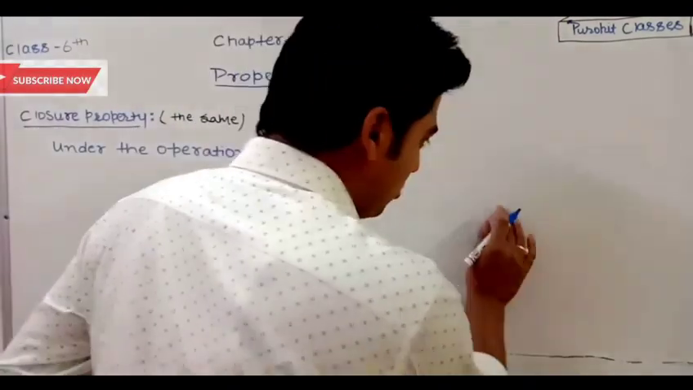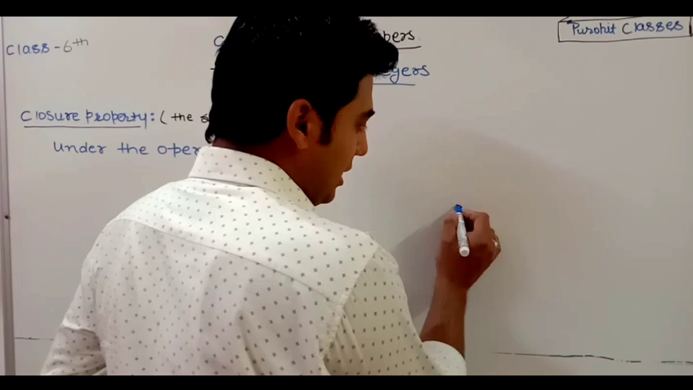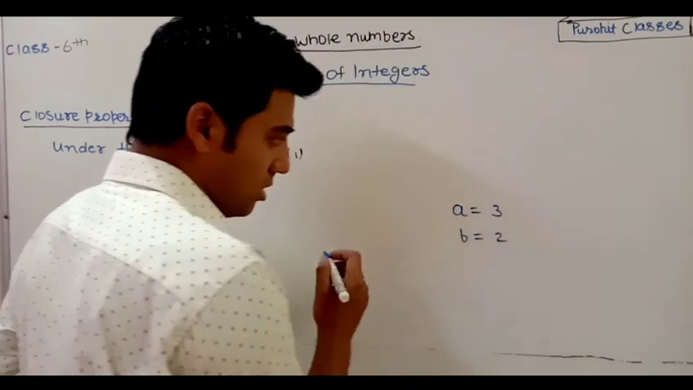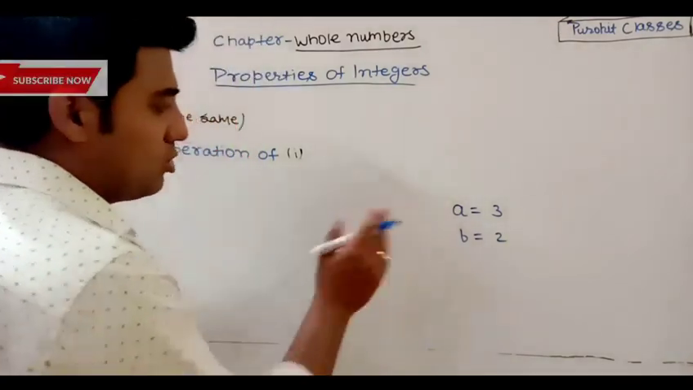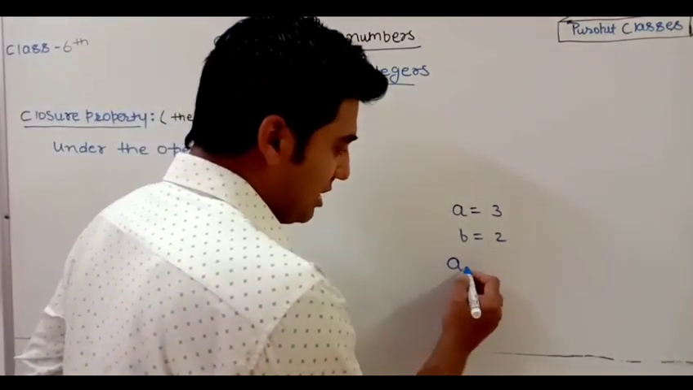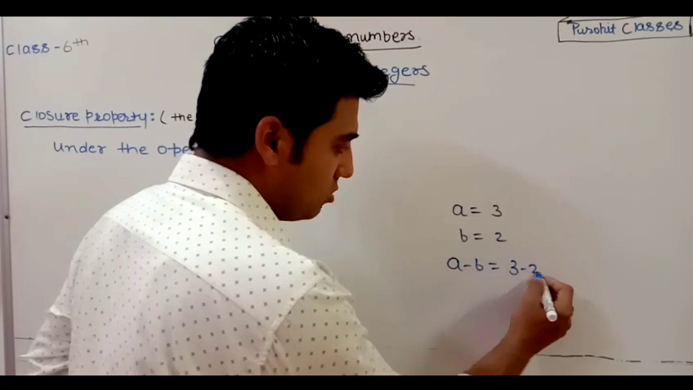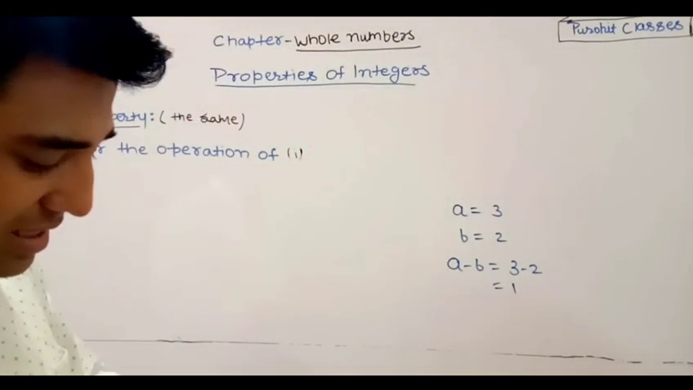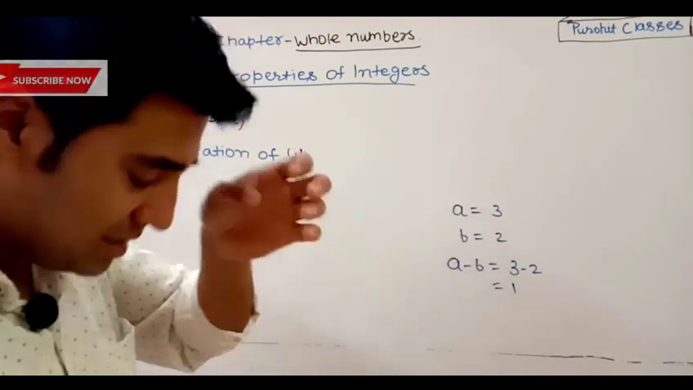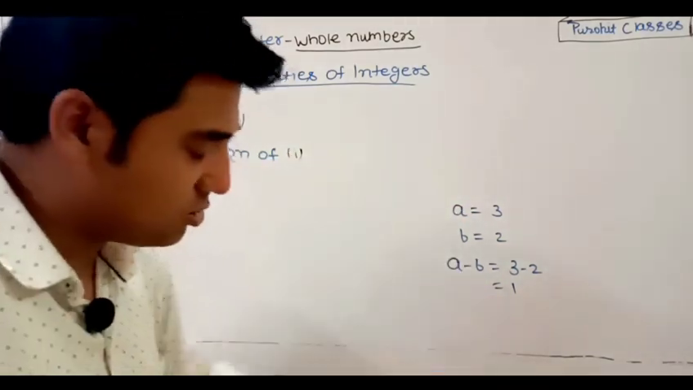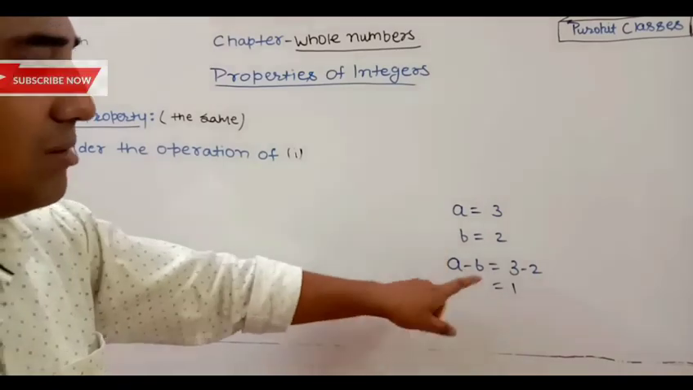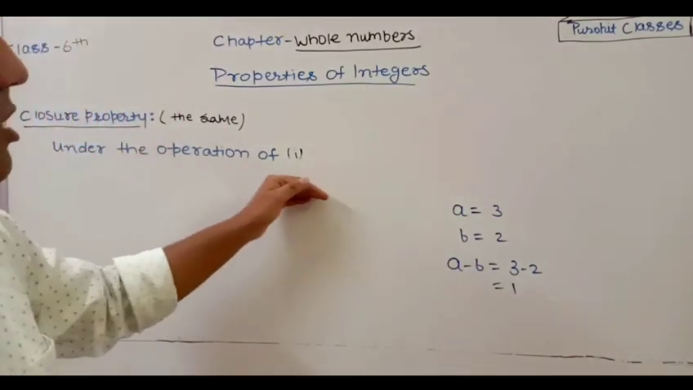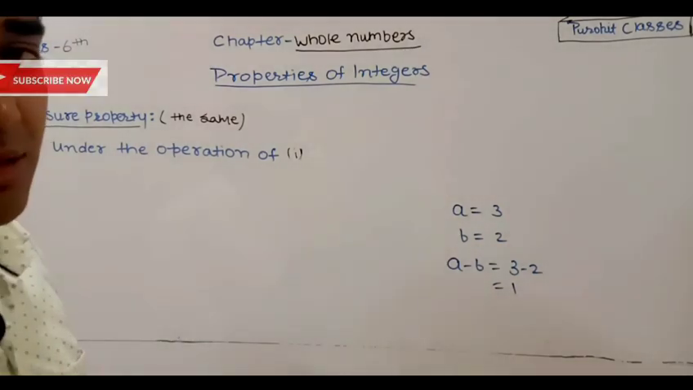Let us check. Suppose a I have taken as 3 and b I have taken as 2. I am checking it under the operation of subtraction, so let me try a minus b. This will be 3 minus 2. This is 1. So our observation says that if a and b are whole numbers, then a minus b is also a whole number. It means whole numbers are closed under subtraction.